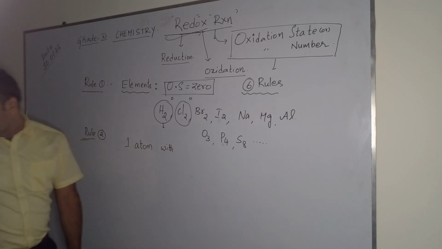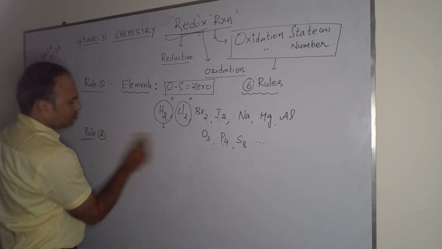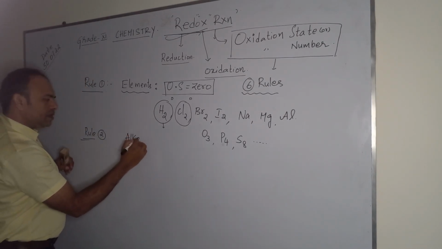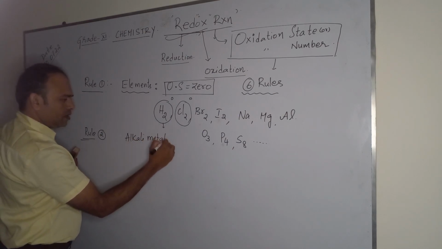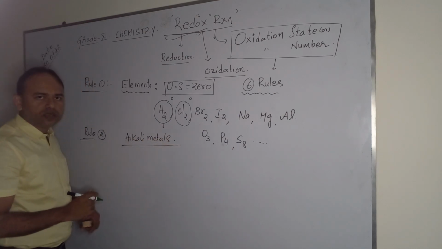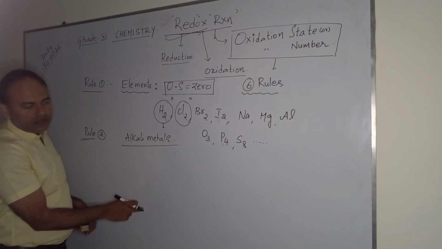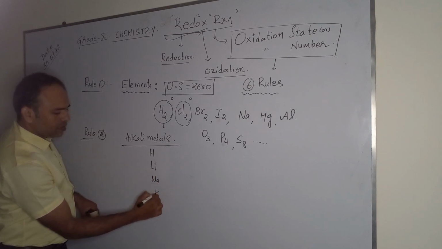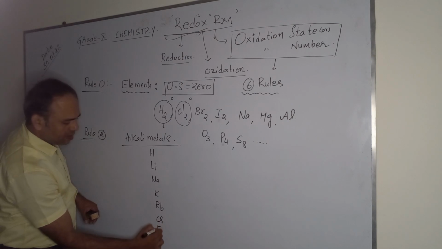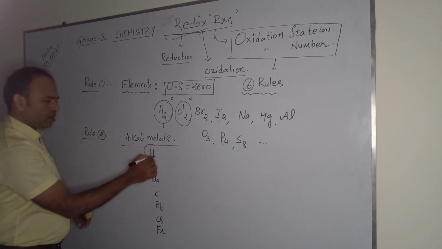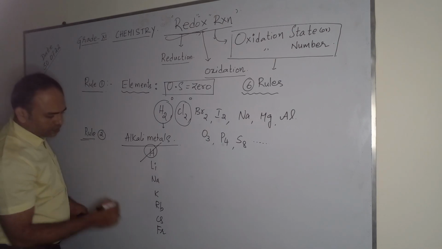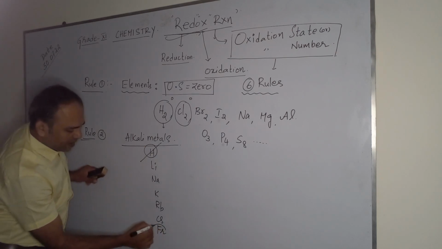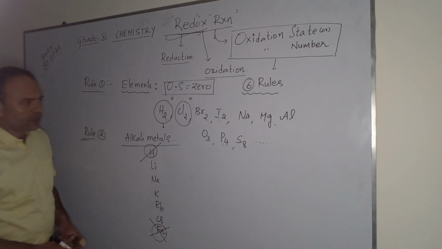Let me simplify the second rule. We know what alkali metals are. Alkali metals are group 1, and you know the shortcut method also. Based on that, I will write hydrogen, lithium, sodium, potassium, rubidium, cesium, francium. Don't take hydrogen because we are studying hydrogen separately as of now. And don't take francium because it is a radioactive element.